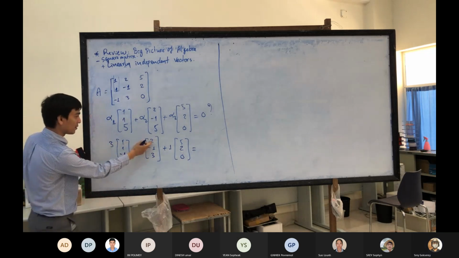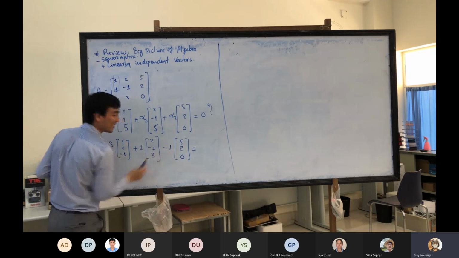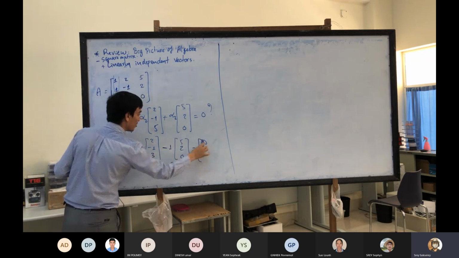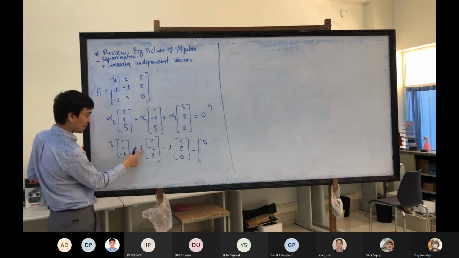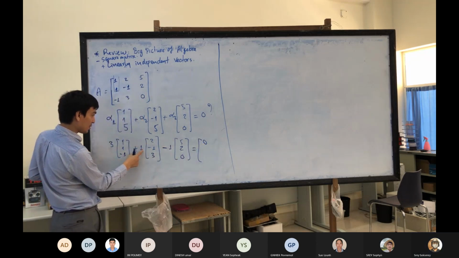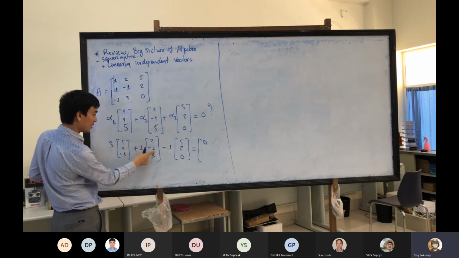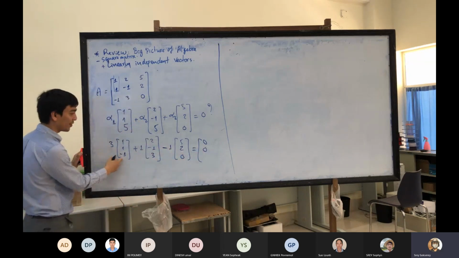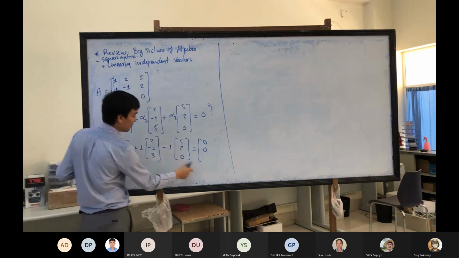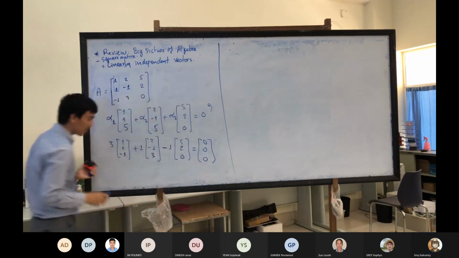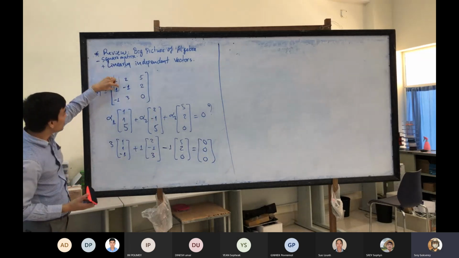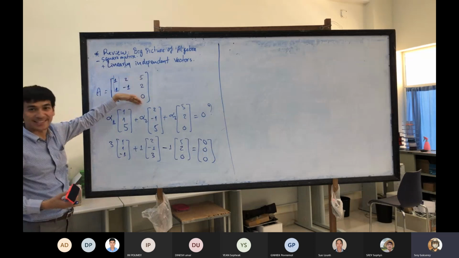Three, here's minus 1. 3, 5, minus 5, 0. 3, minus 1 equals 2, 2 minus 2, 0. And here, minus 3 plus 3 minus 0. So it means you can do the linear combination between this and this, and you get this.